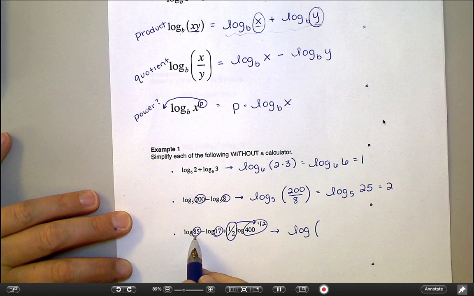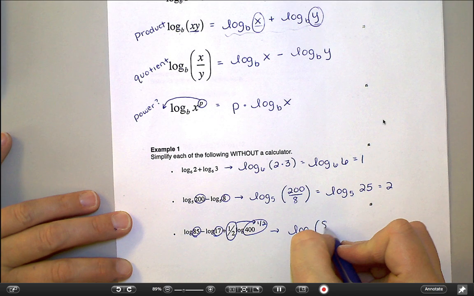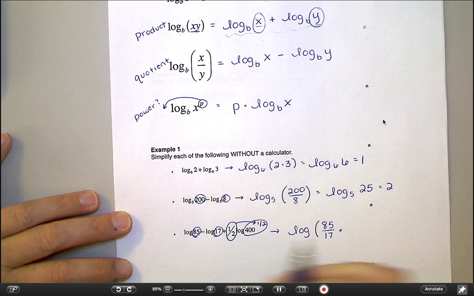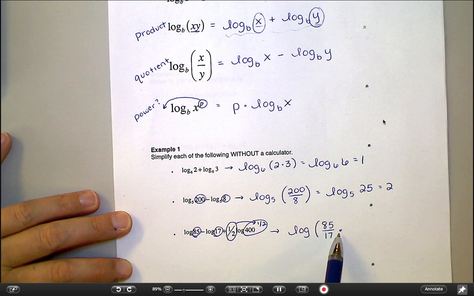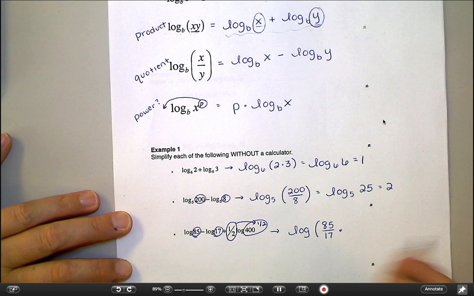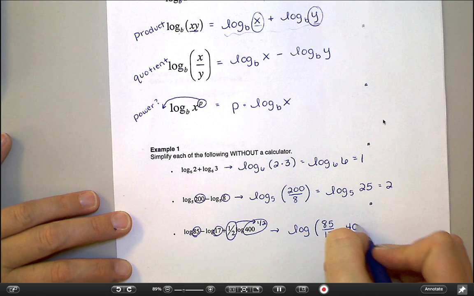okay, 85 and 17 would combine with division because that's subtraction. So 85 divided by 17 times, and I did times, sorry, I jumped ahead there a little bit, but because this is addition, I know that I'm doing multiplication here. And then times 400 to the 1/2 power.